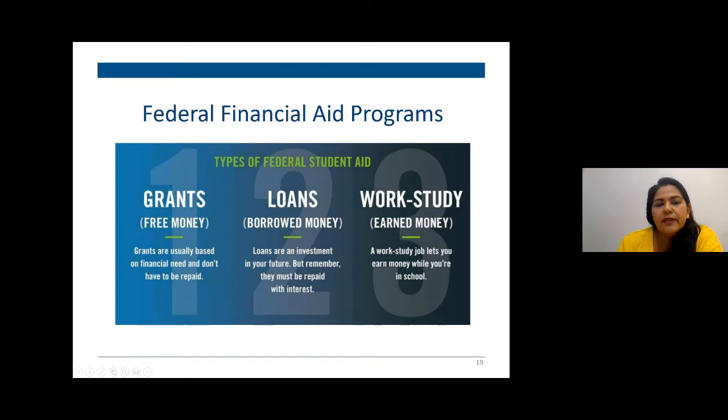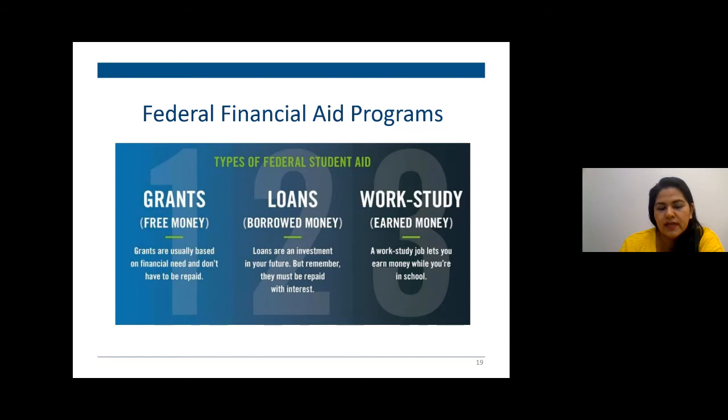I want you all to also know the difference between the different types of financial aid programs. As part of the financial aid package that you can expect to receive from colleges, there are three main categories assessed by the federal government. That is grants, or free money, and loans to help you pay towards your college education. Loans are borrowed money, money that you will have to pay back to the federal government at some point upon college graduation. You don't necessarily pay your loans while you are in college, but it is borrowed money.